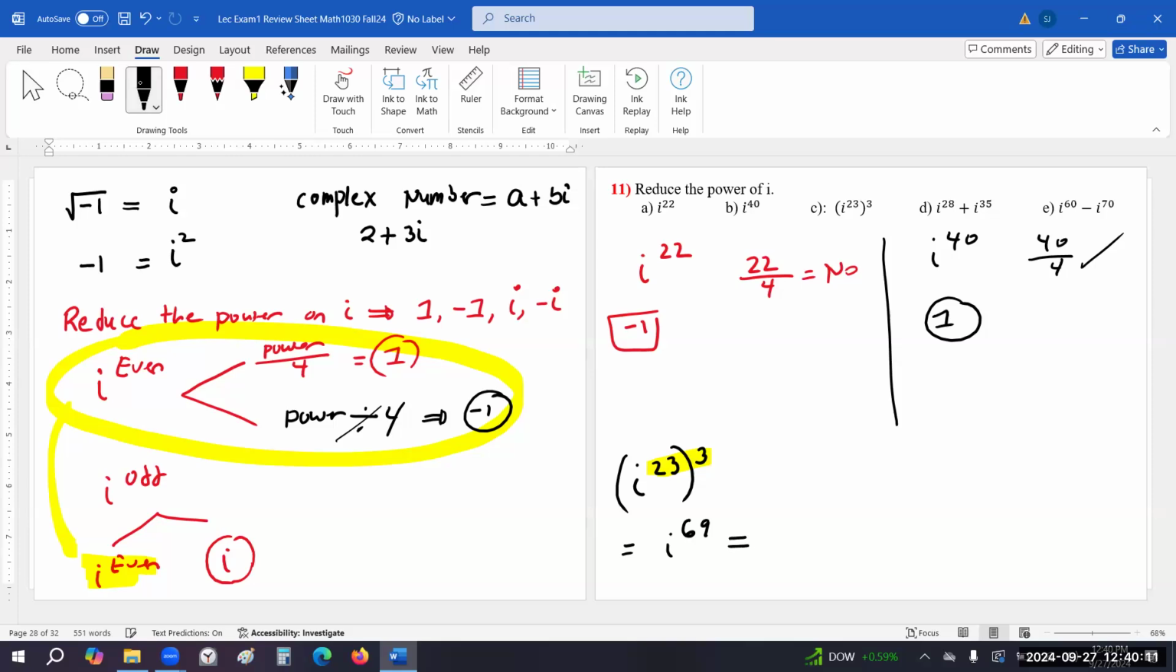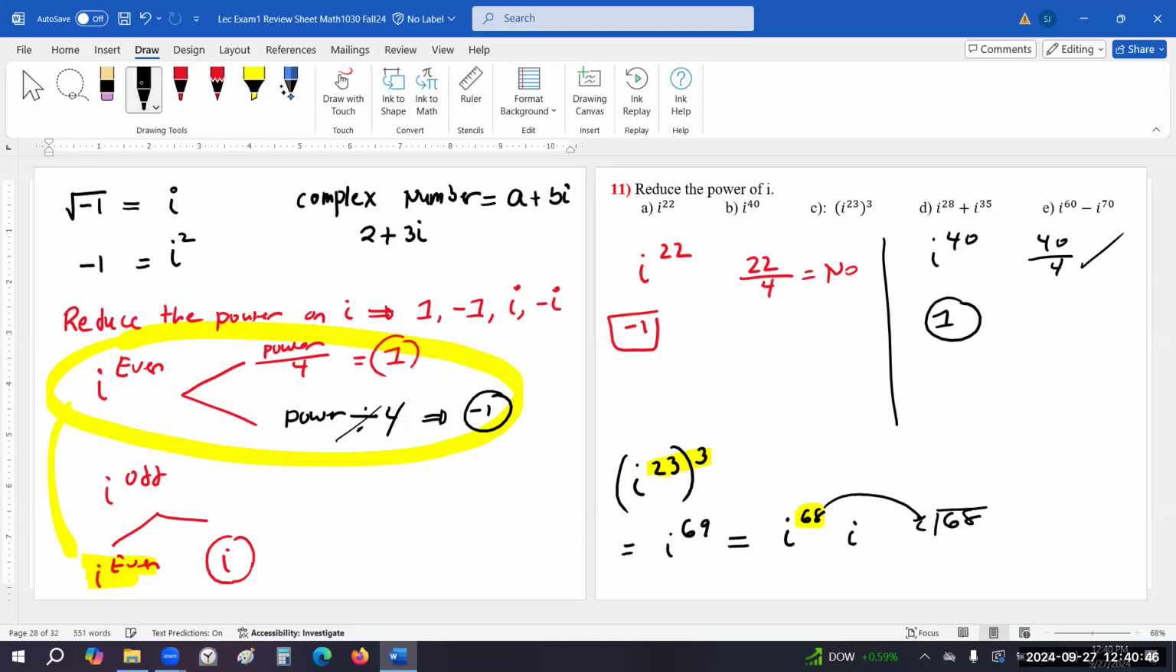That means you have to split it into what? i to the 68 and a single i, right? Because the rule says in multiplication, we add the powers. So we split our 69 into 68 and one other single i. So our answer will be either i or -1. Now we are going to decide, is it i or is it -1? Which one is our answer? So we look at the 68.